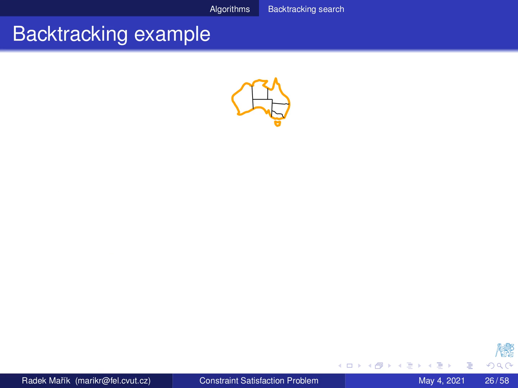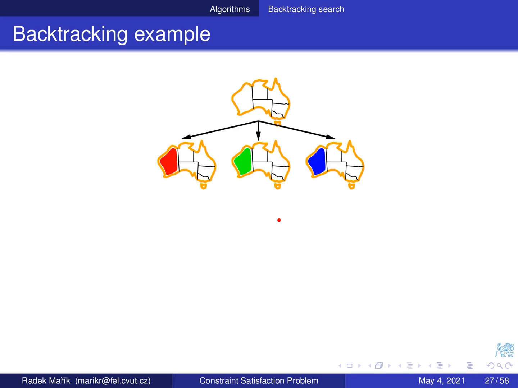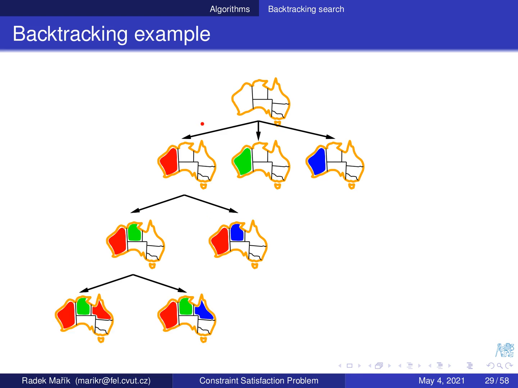An example demonstration is like in the coloring problem. We assign the colors, and in the depth-first search, you continue with the assignment and so on, and you try to find the appropriate solution.